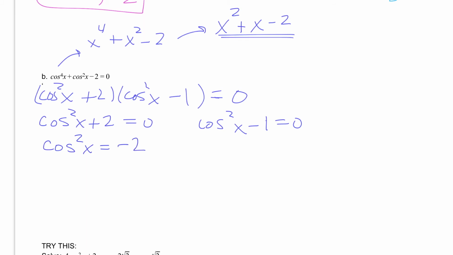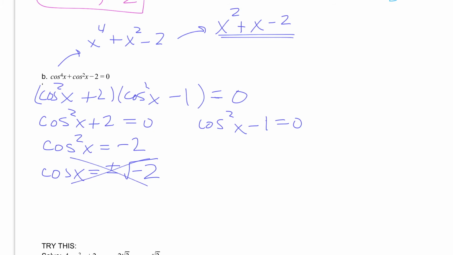And then I would have to take the square root of both sides. So I would get the cosine of x equal to plus or minus the square root of negative 2. Well, right here, I see that I'm taking the square root of a negative number, which can't happen. So this will not provide me with any answers.